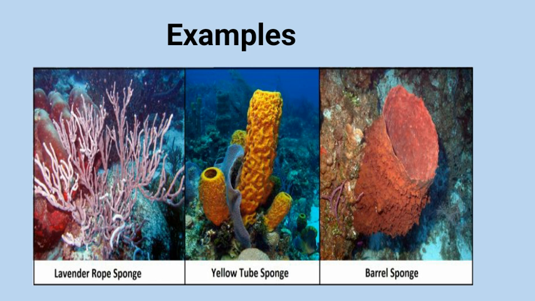Now let's look at some of the examples of Phylum Porifera. So we have lavender rope sponge. As you can see, it has an appearance of rope. That's why it's called lavender rope sponge. Yellow tube sponge, it is tubular and yellow in appearance. And barrel sponge, its shape is like a barrel.